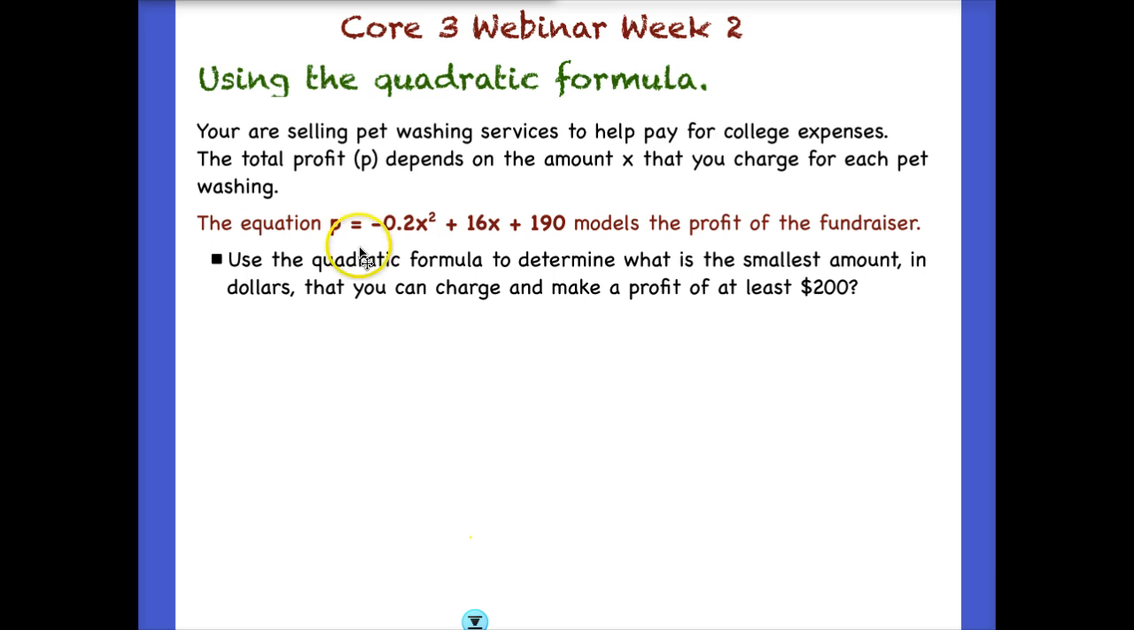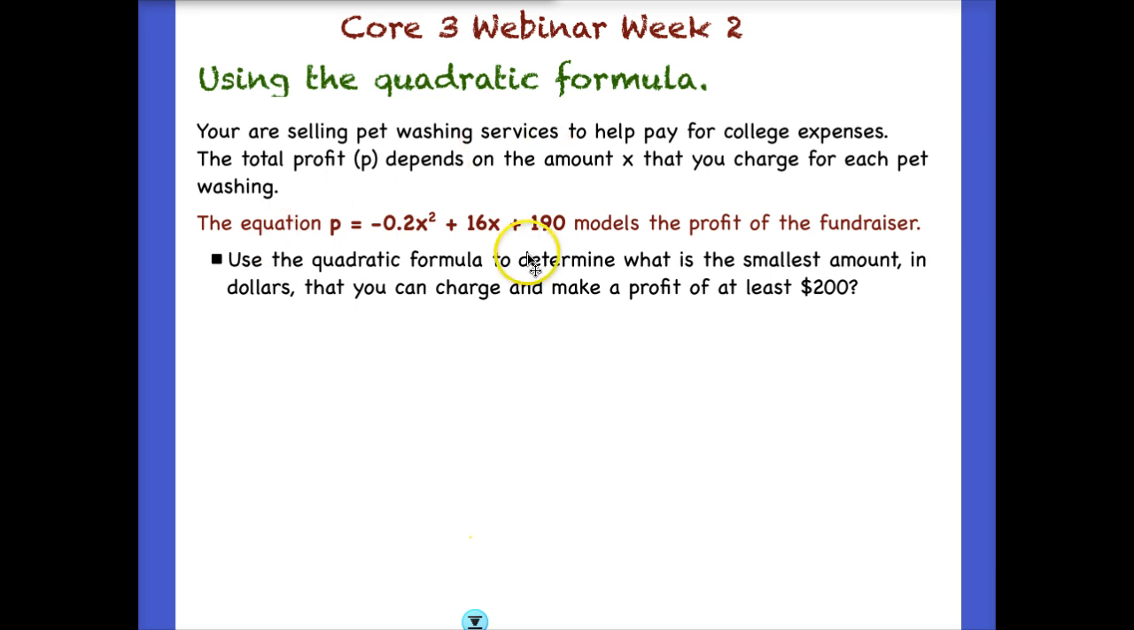So we've got an equation that models the profit. And the profit is P, and that depends on the amount, X, that you charge for each pet washing. So X is how much you charge. These equations come about from a net income standpoint. You have money that comes in, but then it costs you money for supplies like shampoo and conditioner and detangler, whatever pets use, combs, brushes, clippers, things like that. So that's normally how these equations come about. Somebody creates these that model a situation.